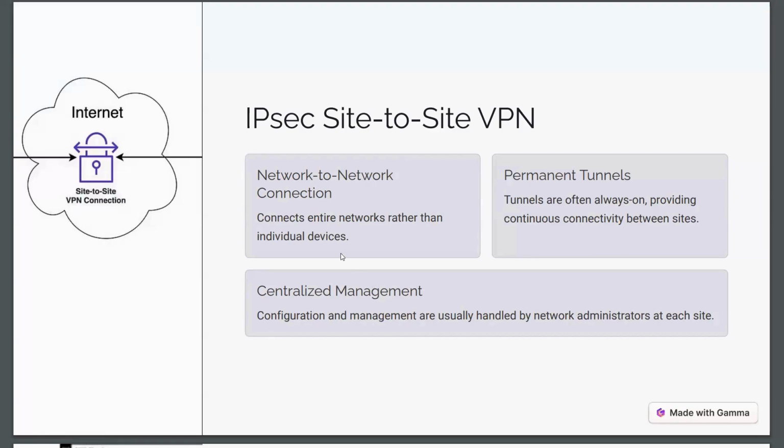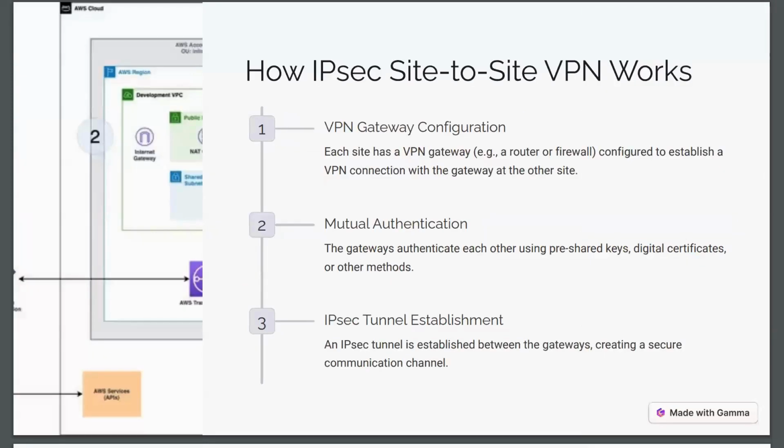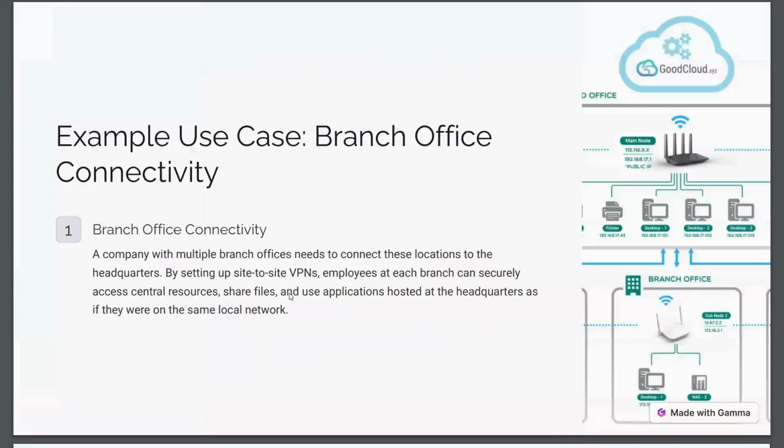Okay. We could talk a little bit about how it works as far as a VPN gateway. You want to configure that. And then you're going to have a mutual authentication between each. It's going to establish this IPsec tunnel so data can be transmitted through it securely. And they're just going to encrypt and decrypt as the data goes back and forth. Okay.